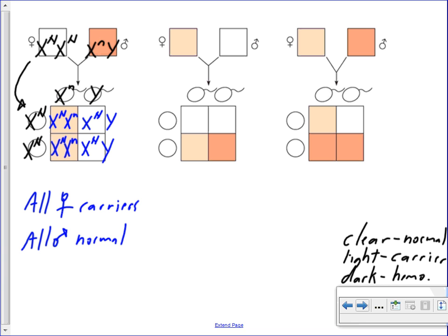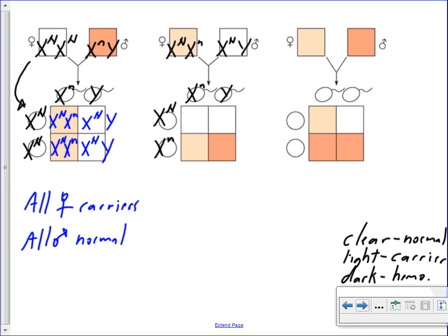For the second cross, what we have now is a female that is a carrier. So she does not have hemophilia because she has a normal version. And we have a male that does not have hemophilia. Female gametes, now we can have two different possibilities, X with a big N, X with a little n, and from the male, X with a big N and the Y chromosome.